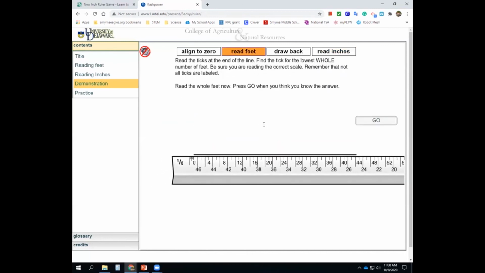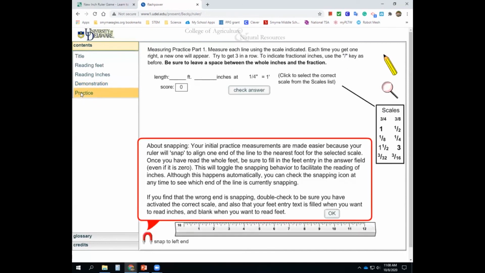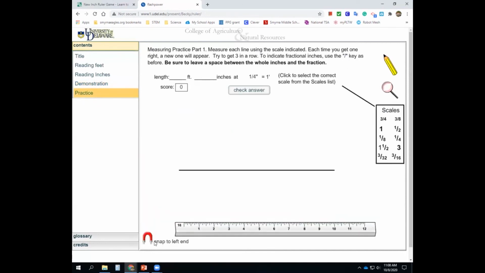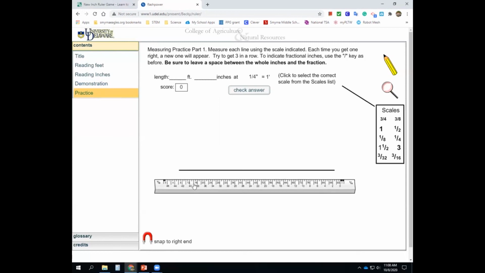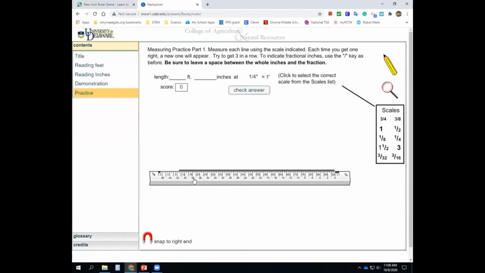All right. So hopefully you guys understood that and you're good to go. So now you're going to go to practice, and it's going to read through this. It's going to ask you what scale you're going to be in. So you're going to be in 1/4 inch scale. You come over here, click on 1/4. We're going to drag this up. 1/4 is on the right side. We're going to put our 0 even with that, and it's going to snap to us, because right now snap to the right end is on.